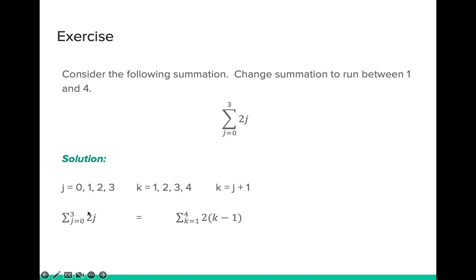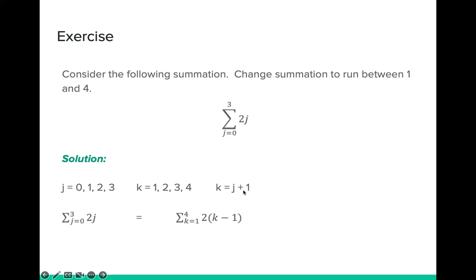Now, if we have this original summation, the sum of j equals 0 to 3 of 2j, it will be equivalent to the summation of k equals 1 to 4 of 2 times k minus 1. So how did we arrive at this equation? As you can see, from 0 to 3, we have now shifted the indices to 1 to 4. So how did we arrive at 2 times k minus 1? We know that k is equal to j plus 1.